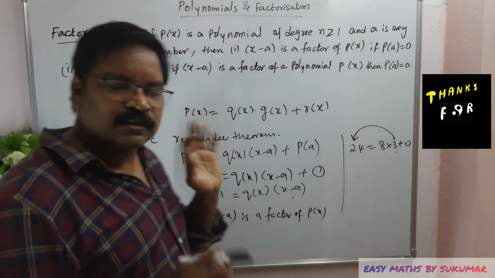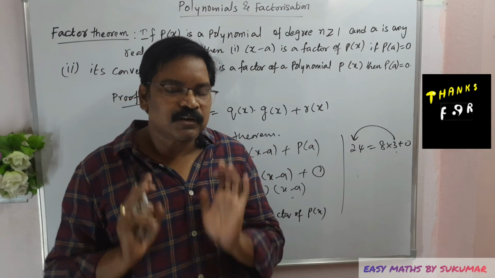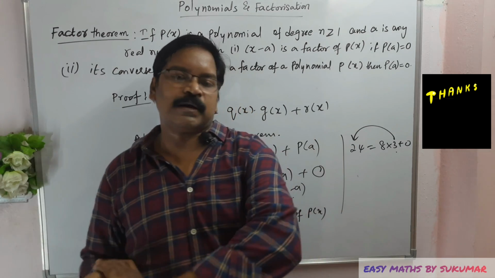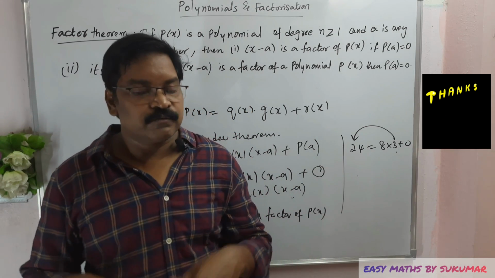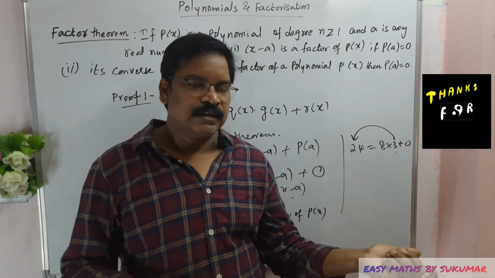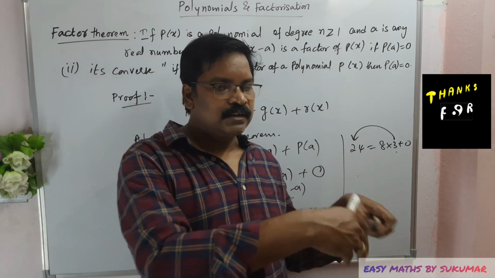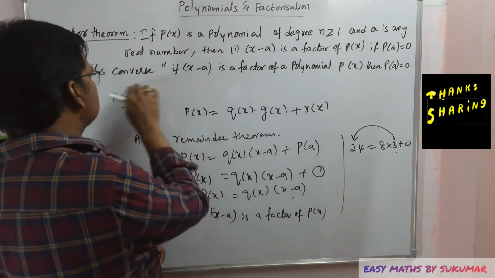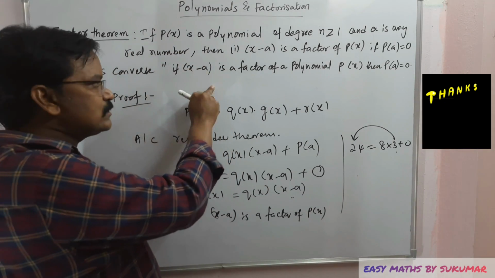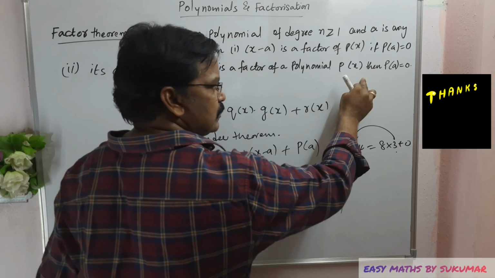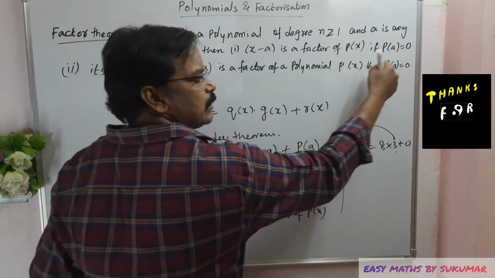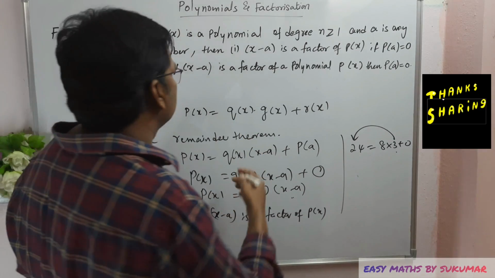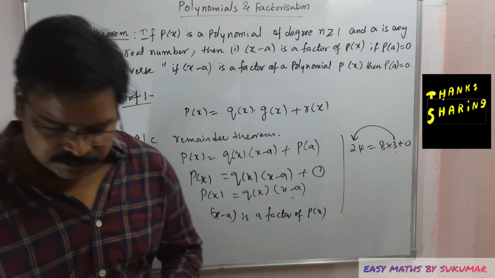What is the converse? Converse means the if part becomes the then part, and the then part becomes the if part. For example, if you study well, then you will pass. If I passed, then I studied well, like that. That is the converse. So here, my dear students, the converse is true. If x minus a is a factor of p of x, then p of a is equal to 0. So p of a is equal to 0, right? So this is about the factor theorem, right?